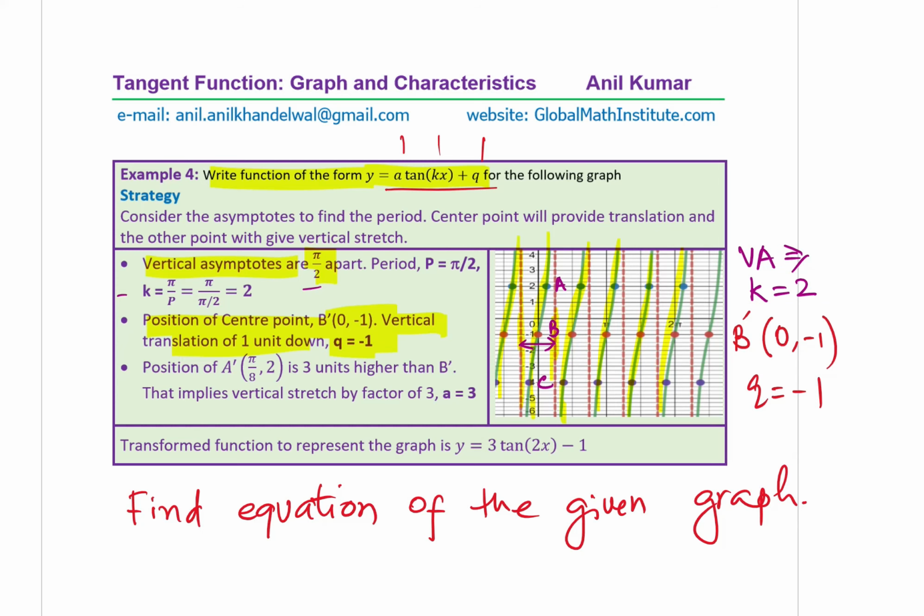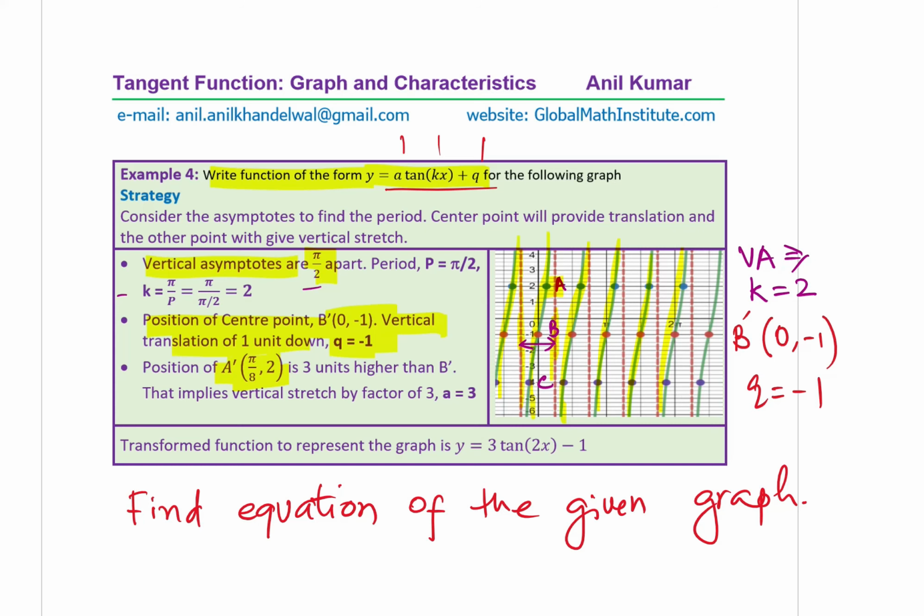Now it is a question of vertical stretch. To find the value of a, you have to check the value of A prime. Now in this particular case, the y value of A prime is 2. Right? So what we notice here is that from B, it is 3 units away, not 1 unit, but 3 times away.